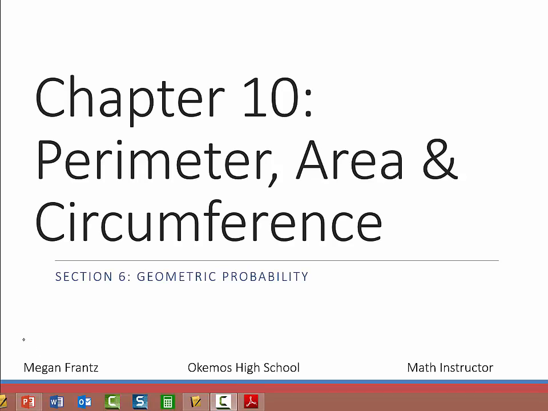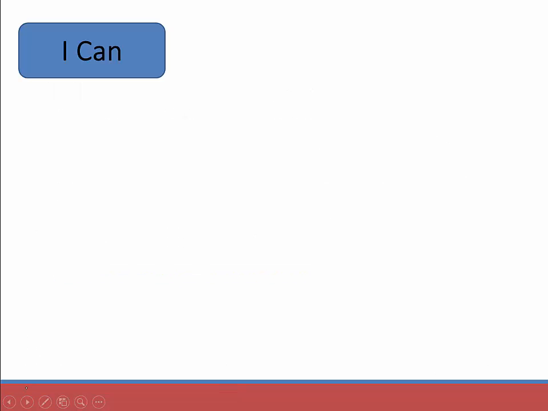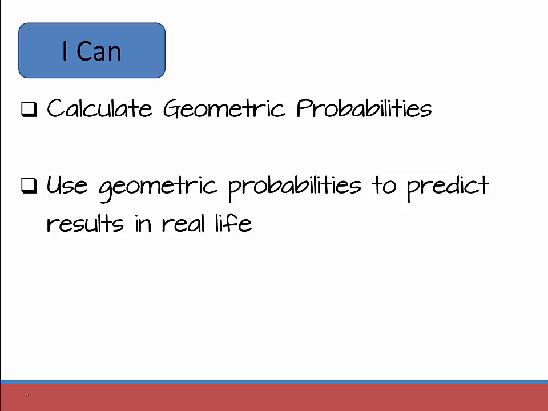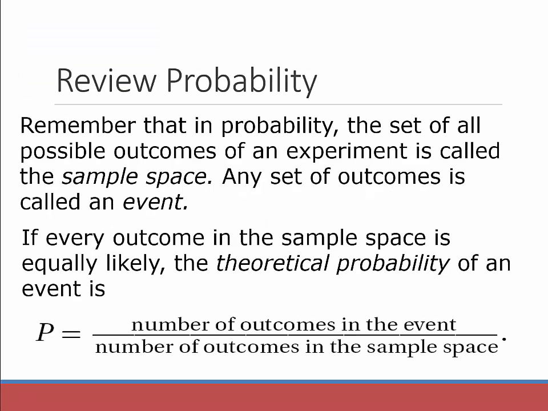So the last section in chapter 10 is about geometric probability. So by the end of this lesson, you should be able to calculate geometric probabilities and then use them to predict results in real life.